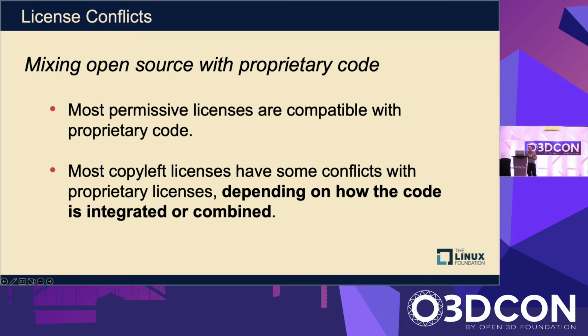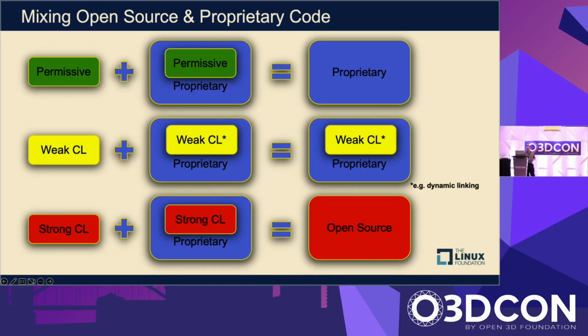Most permissive licenses play well with proprietary code. Most copyleft licenses tend to have conflicts if you're releasing code under a proprietary license. Again, it depends on how things are integrated or combined, based on what I just talked about last slide. So just be careful there.